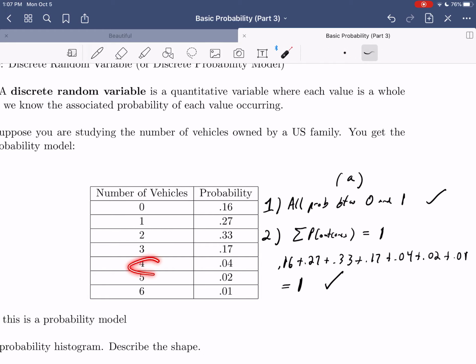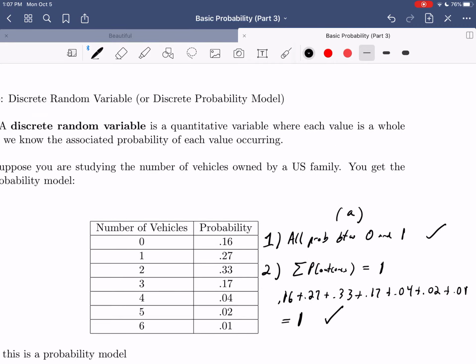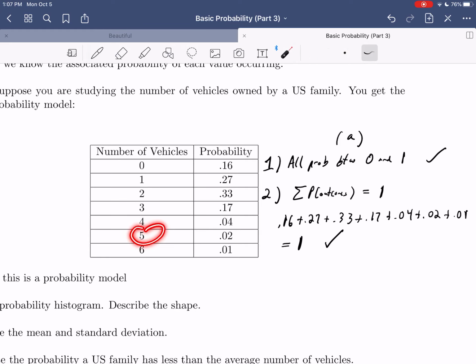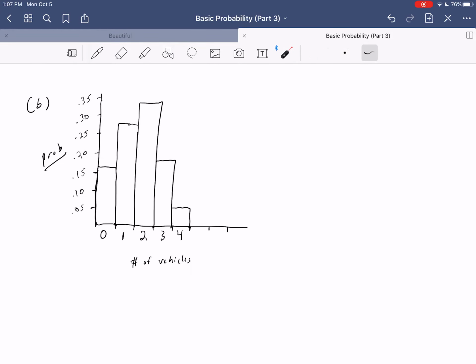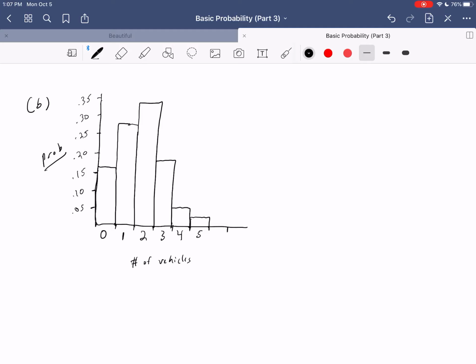Then for 4, we had 0.04. So that would be just barely under the 0.05. So that's 4 vehicles. And then for 5, we had 0.02. So there we go. So that would be 5 vehicles. And then for 6, we had 0.01, which looks like it'd be right about there, 6 vehicles.